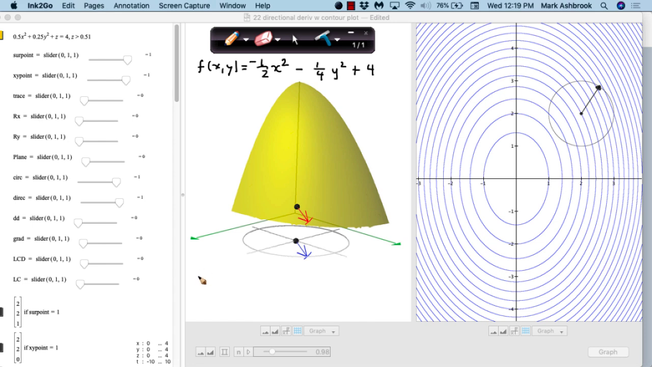I got negative x minus 1/4 y squared. Negative x, right? And no, that should be f_x, that's the partial with respect to x. What's the partial with respect to y? I don't know. You said you found the two derivatives, right? Yeah. Just tell me what the partial with respect to y is.